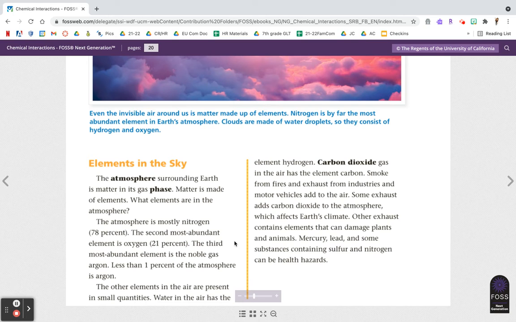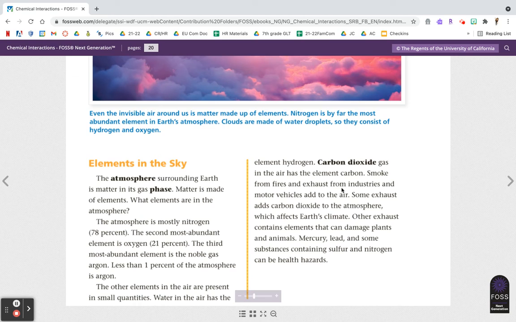The third most abundant element is the noble gas argon. Less than 1% of the atmosphere is argon. The other elements in the air are present in small quantities. Water in the air has the element hydrogen. Carbon dioxide gas in the air has the element carbon.